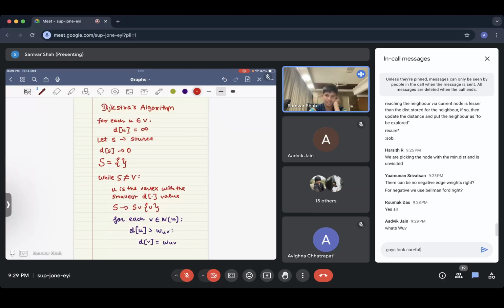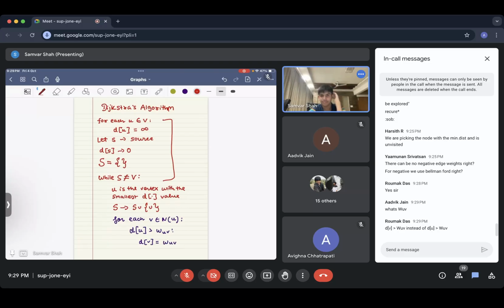Okay, this much is correct. W of UV is just the weight of the edge from U to V. D of V is greater than. Oh wait, okay, sorry. I got confused in my own handwriting of U's and V's. Okay, that could have been the mistake. Yeah, that could have been something else. I am definitely not saying that there's nothing else. So I don't know now. Whatever you will say, I will change. So let's hope what you are saying is right. I'm going to change it. So tell me now. Does this seem correct now? You guys will have to decide.